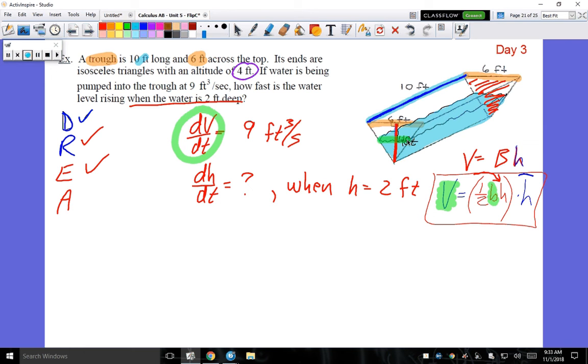Now the red H, the height of the water, is it changing throughout this problem? Yes. Should we leave it as H? Yes, because that's what we're looking for right here. And now, the other H, the one in blue, is it changing throughout the problem? No. So guess what we can do right now? We can plug in 10 right now.